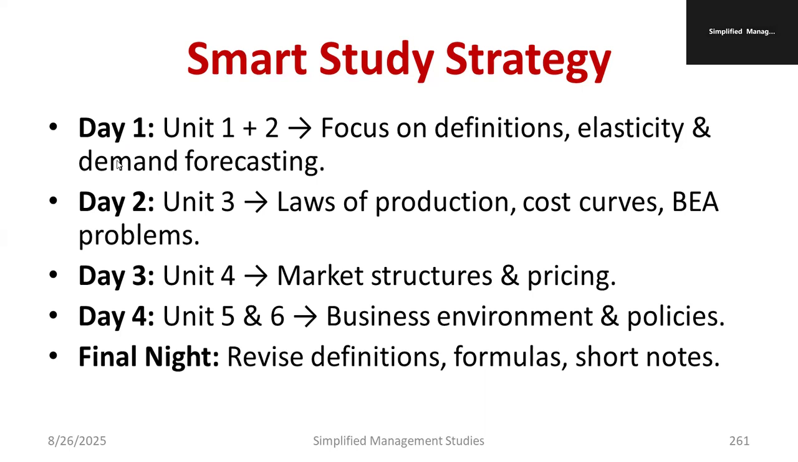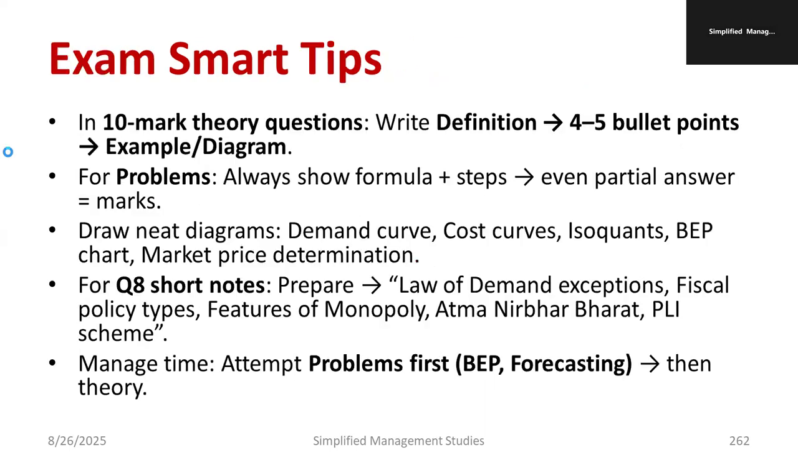So if you focus on this, I promise you that you are able to get 70% of the marks in the worst case. Okay, whenever you're writing, kindly underline and also use proper graphs whenever you're going to explain. So for 10 marks theory questions, write the definition, 4 to 5 bullet points, and a suitable diagram and graph. For problems, always show the formula, steps, even a partial answer. Okay, so try to write at least a partial answer, so you will get partial credit.